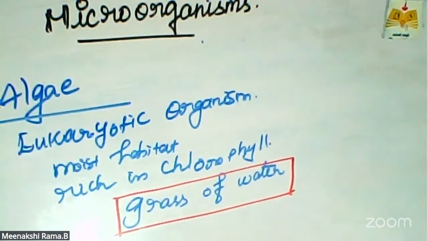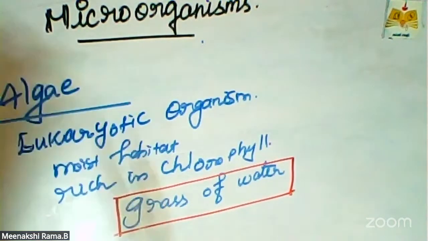Why is it called grass of water? Because they are rich in chlorophyll and can be seen as a thin film on the surface of lakes and ponds. They are autotrophic and produce their own food with the help of chloroplast. What are the examples of algae? Chlamydomonas, Volvox, Ulothrix, and Spirogyra. So these are all examples of algae.